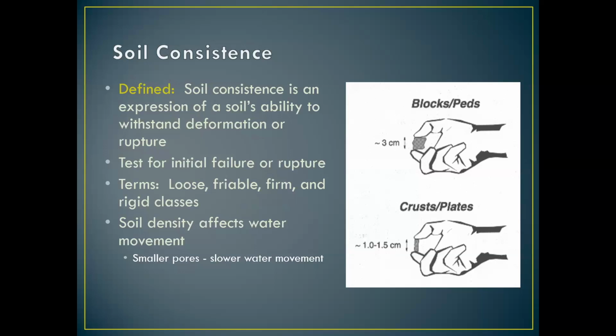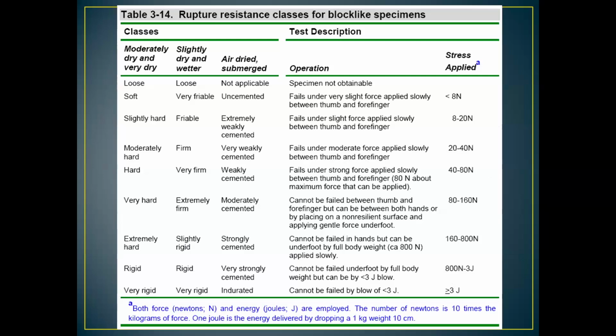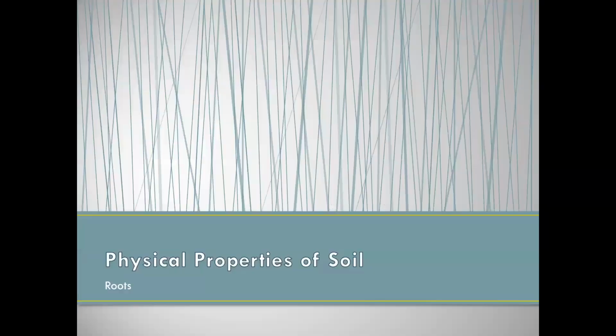So loose is like single grain sand. Friable just means, and these again have to be moist. So moist friable is you push on it, you can break them apart pretty easy. Firm takes more resistance, and then rigid means you really have to push on it, or maybe even put it under your shoe or your boot heel to break it on a hard surface. They have descriptions in here, and if you really want to know, it's how many newtons of force have to be applied to break it. You'll just get an idea that most things that we see are going to be friable, which is basically fairly easily broken.